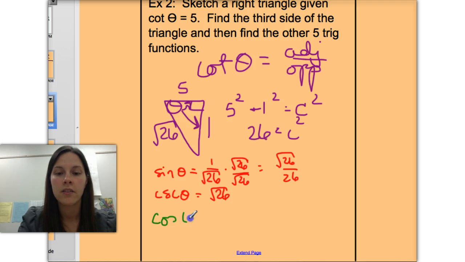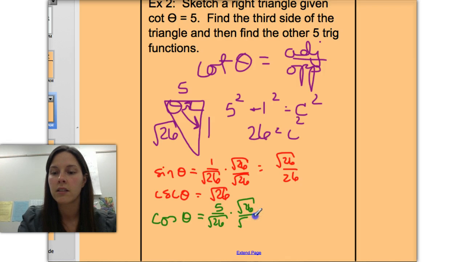Cosine of theta will be adjacent over hypotenuse, so 5 over the square root of 26. Rationalizing again by multiplying by root 26 over root 26. Sorry, my handwriting is terrible today. It's been a while since I've recorded a lesson. We get 5 times the square root of 26 over 26.